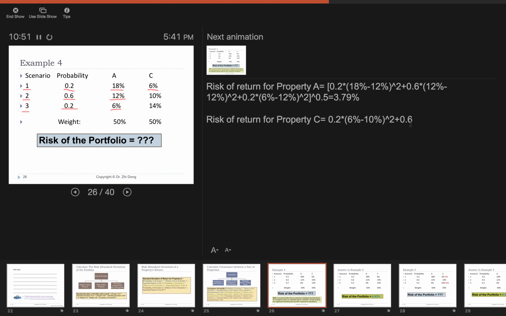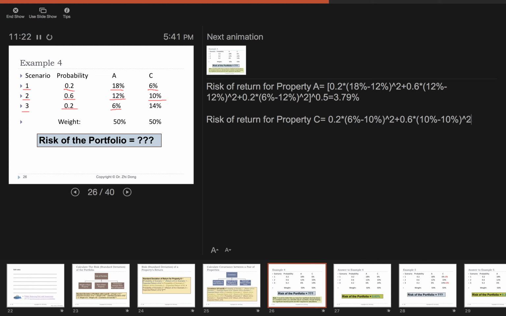So the same, we times property C's return under the second market scenario. That's assumed to be 10%. So we have 10% minus property C's expected return. That's 10% too. Then still, conceptually, even though this term will be 0, we will raise it to the power of 2 to complete this formula.